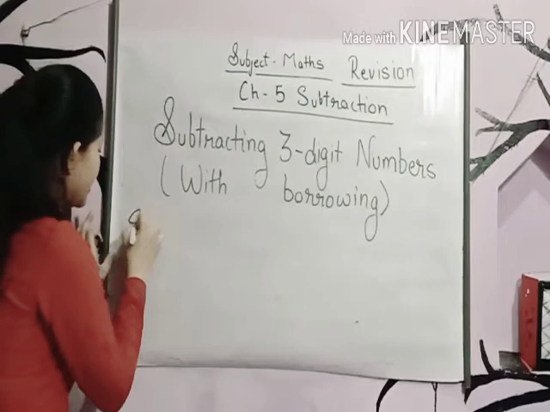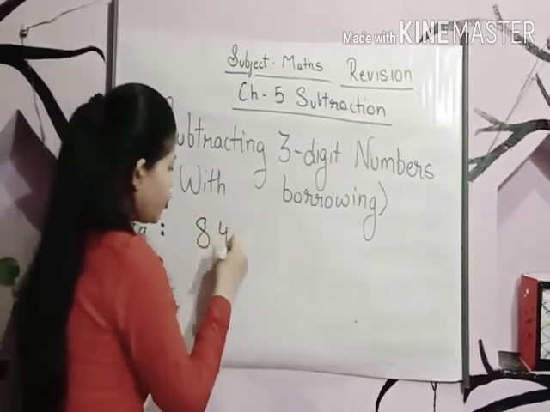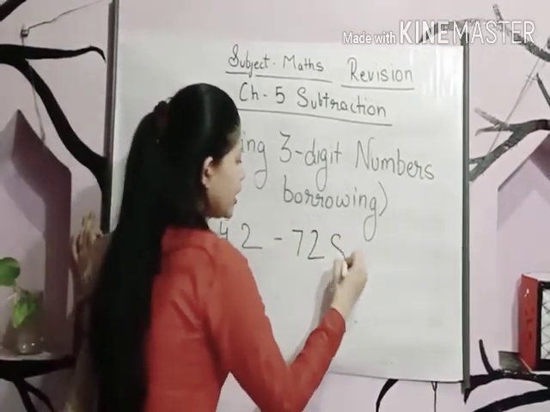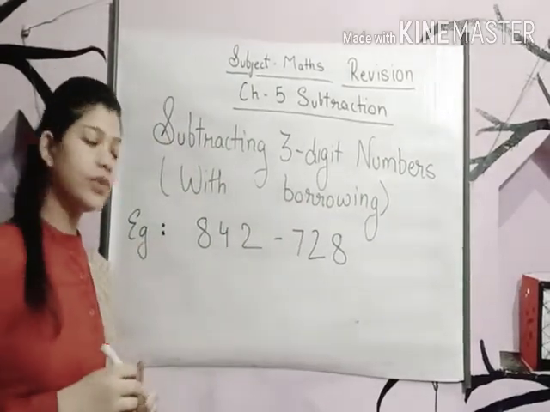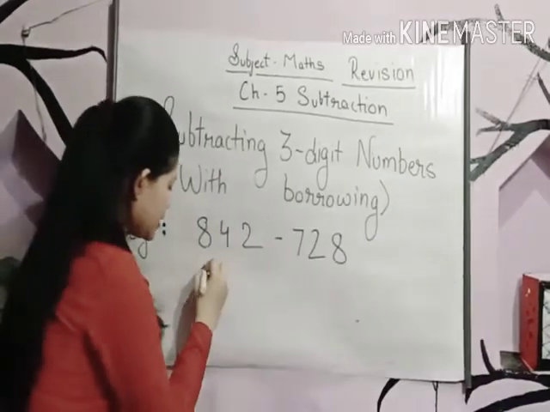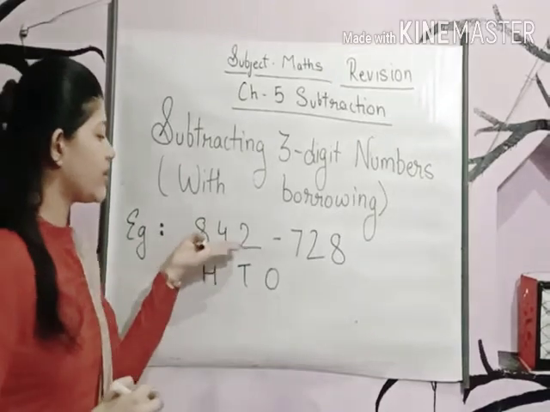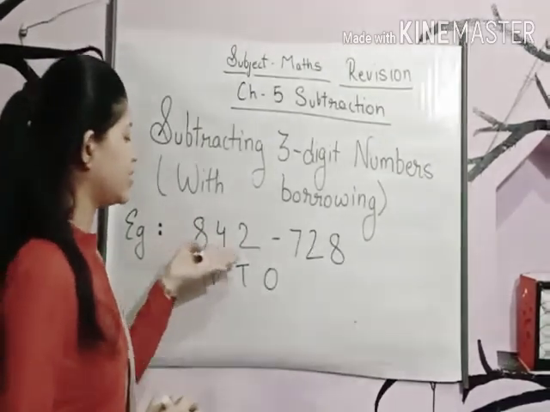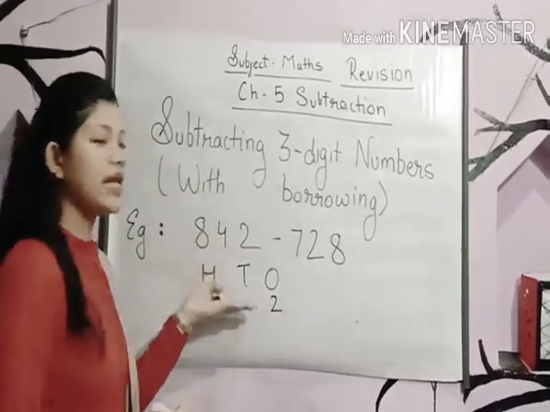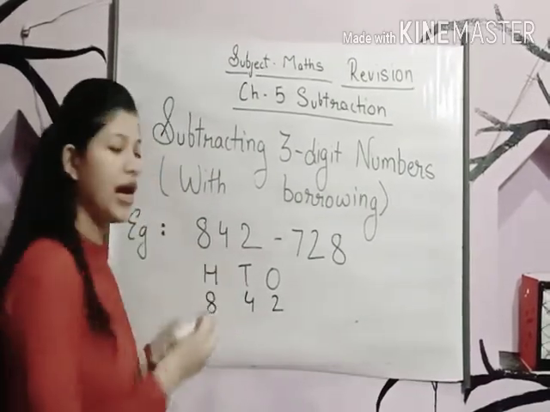Now students, for example, if I give you the numbers 842 minus 728. Clear? Our first step will be the same, arranging numbers under the columns of hundreds, tens and ones. So first we will write the minuend here, 842, where 2 will be placed under the ones column, 4 under the tens column, and 8 under the hundreds column.